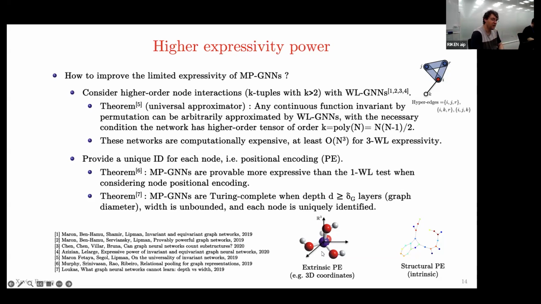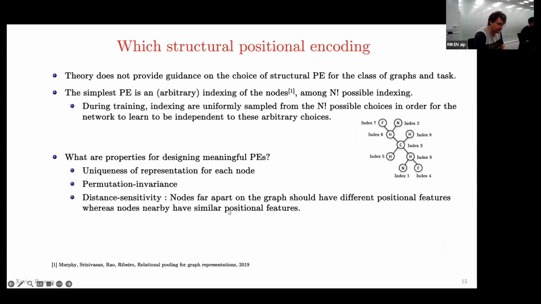There are two kinds of positional encoding. One is extrinsic. If you do molecules or material science, you know the 3D position in the physical space. So this gives you a strong positional encoding. If you don't have this information, you can use structural positional encoding, for example the Laplacian eigenvectors. They map a graph into a k-dimensional Euclidean space. So this is also one way to get some positional encoding.